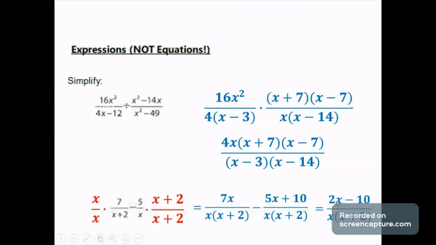7x minus 5x is 2x. And then this negative applies to this 10 as well, so minus 10. And then we have that common denominator there. So again, this is just a reminder of what we've been doing until this moment in time, just so we keep all these processes straight. This is how we deal with subtraction and addition of expressions.